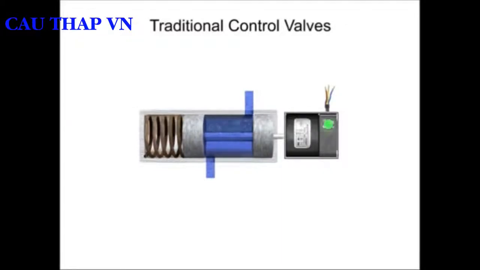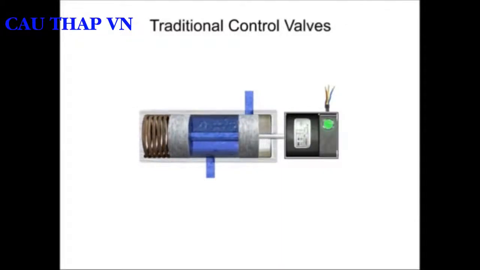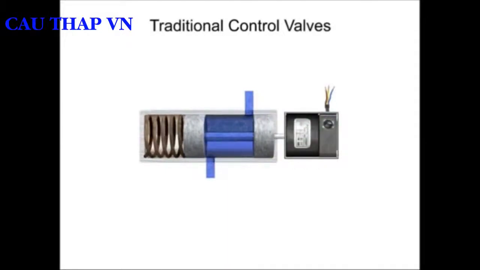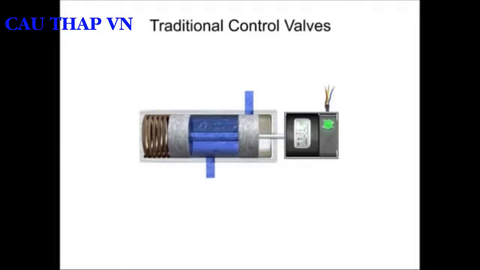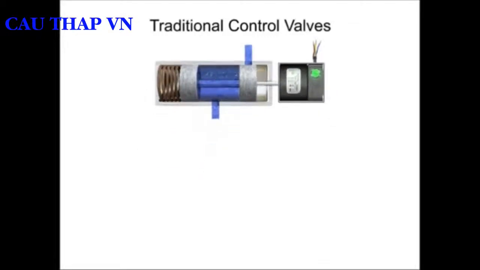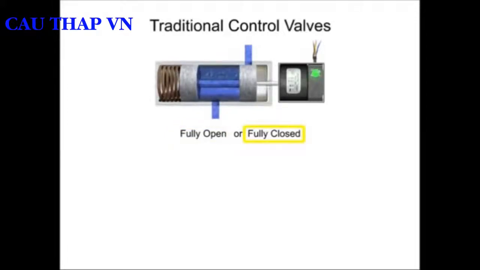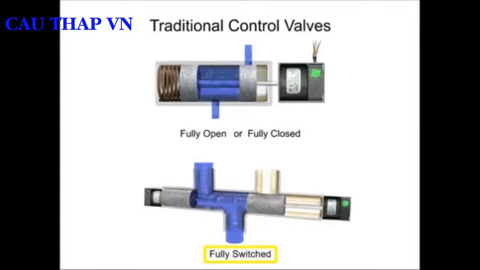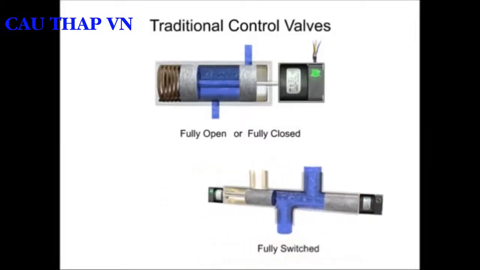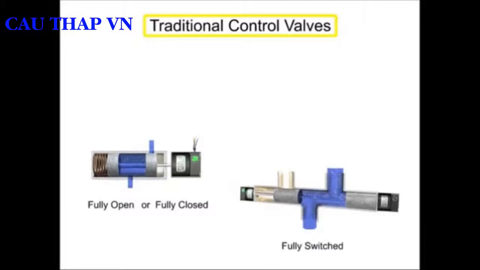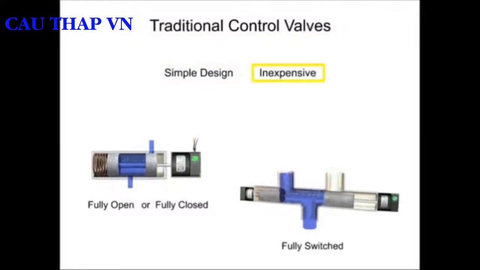Valves are used to control conditions such as flow, pressure, temperature, and liquid level by fully or partially opening or closing. Traditional control valves are the most basic type. The flow control of a traditional control valve is typically limited to fully open, fully closed, or fully switched to a new flow path. Traditional control valves are of simple design and capability.